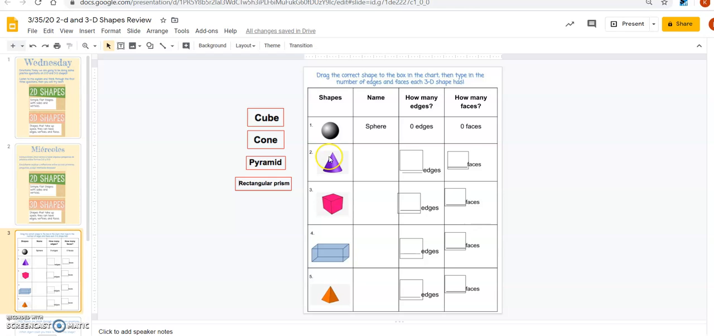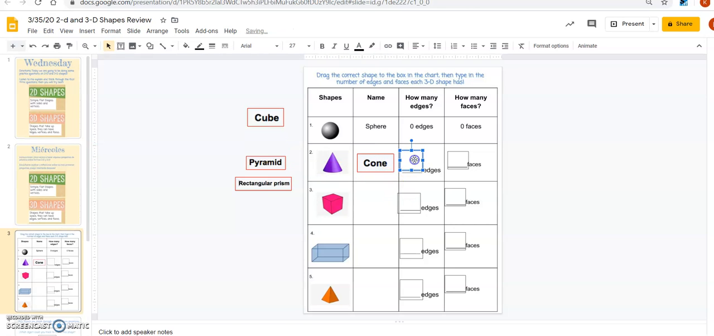Let's look at this next three-dimensional shape. This is a cone, like a birthday hat or an ice cream cone. I'm going to drag the word cone over. Now I know a cone doesn't have any edges because it doesn't have points where two flat surfaces meet. So I know that a cone has 0 edges. It's kind of interesting. I also know that a cone has 1 flat face.